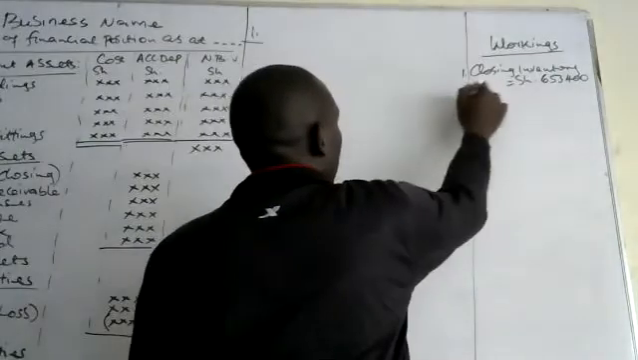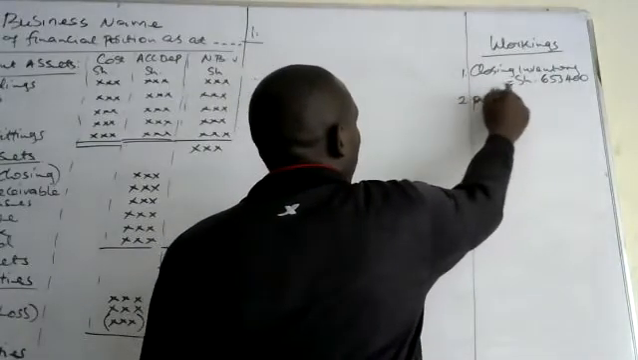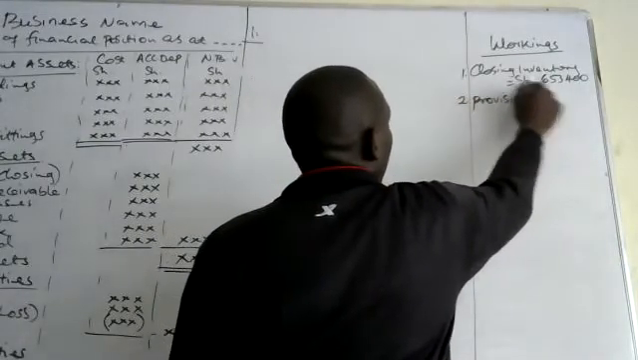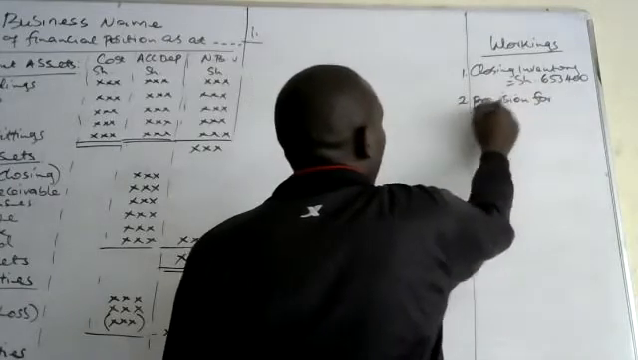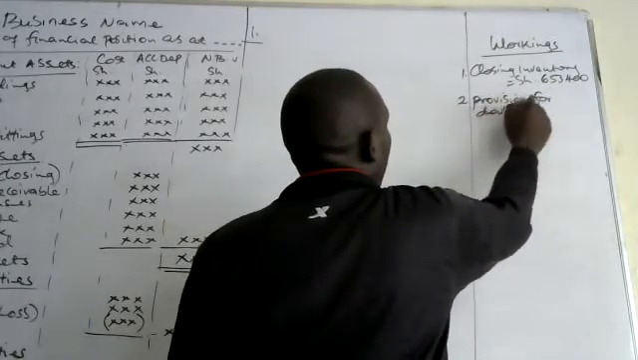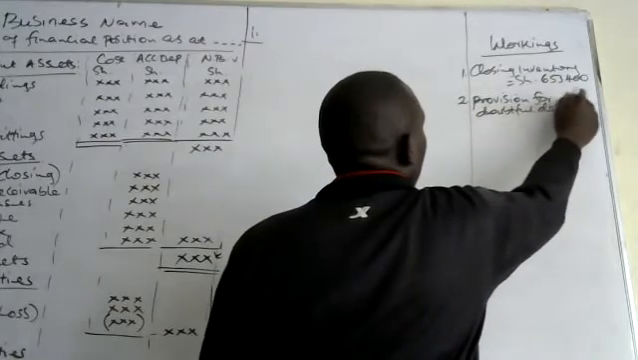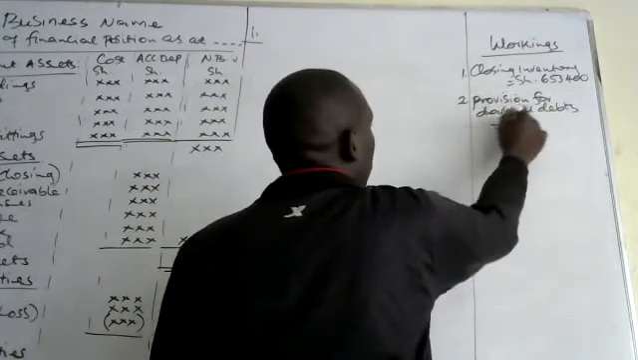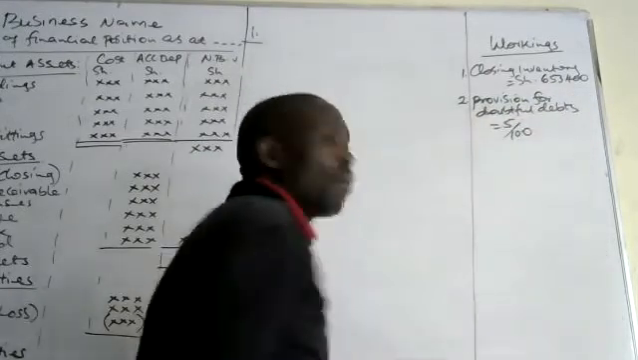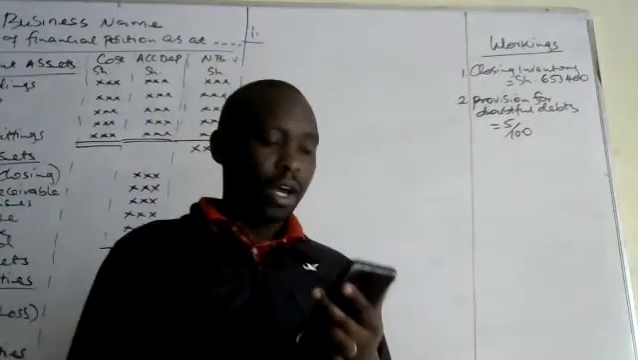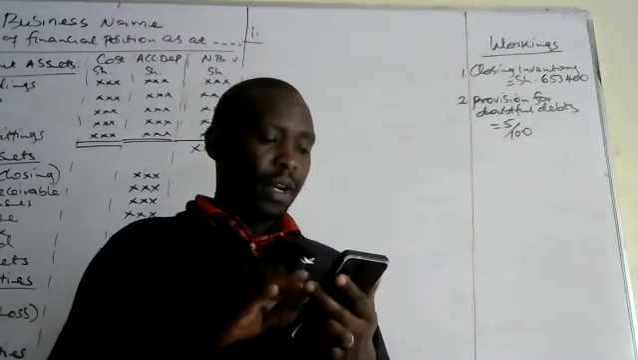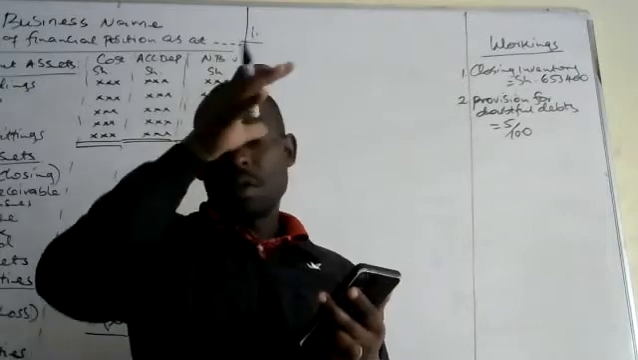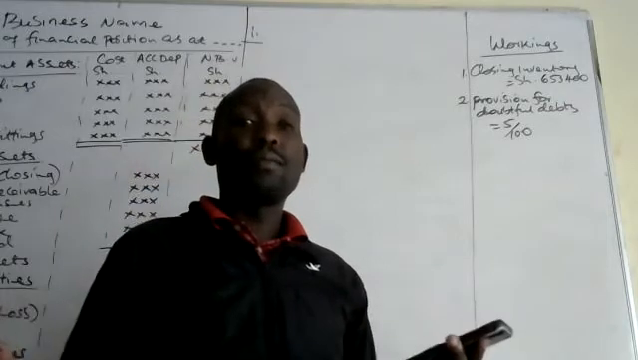Number 2 is provision for doubtful debts of 5% is to be created. It is normally 5% of debtors, or accounts receivables, because part of what those people owe, they will not pay.